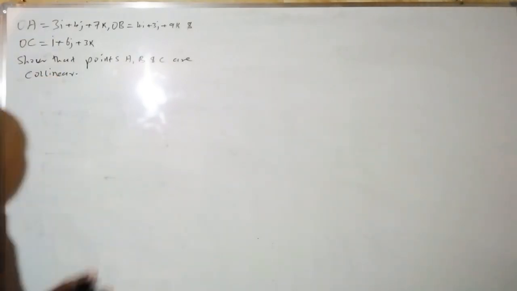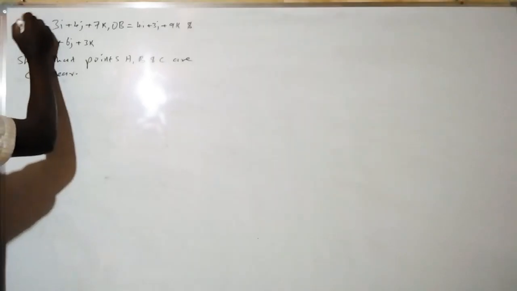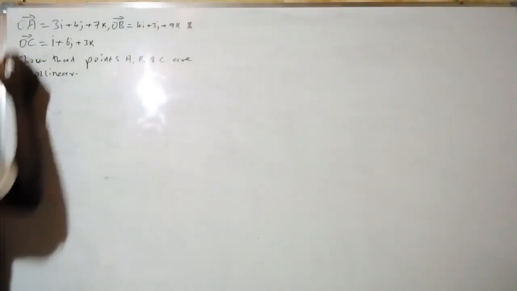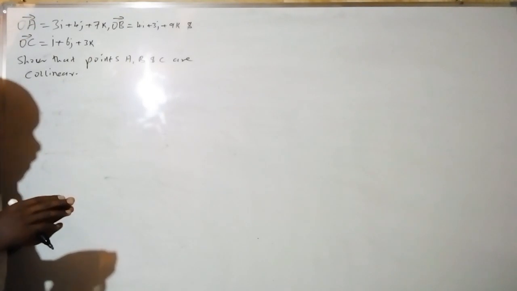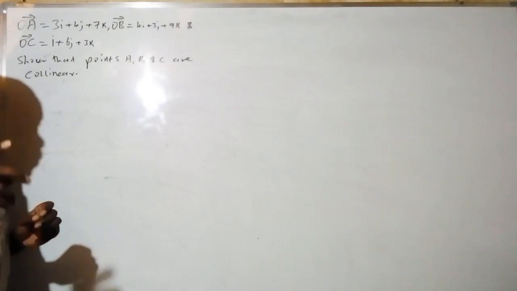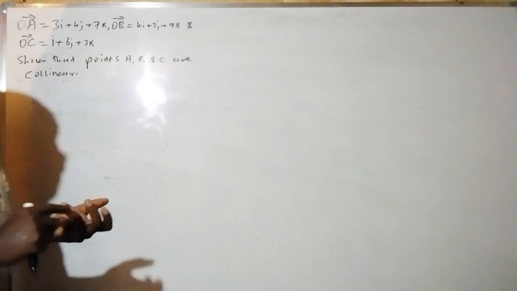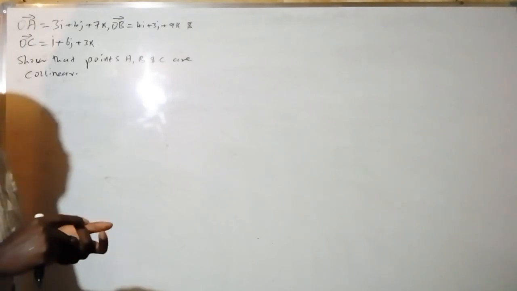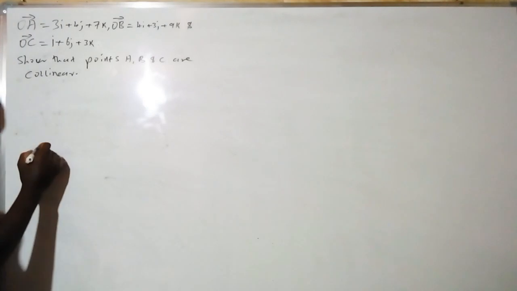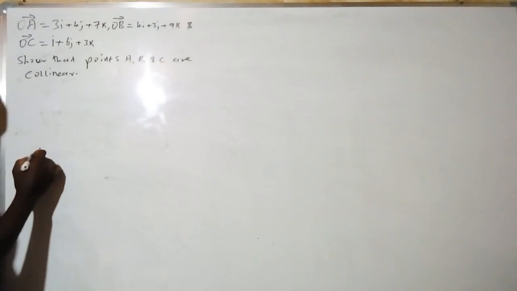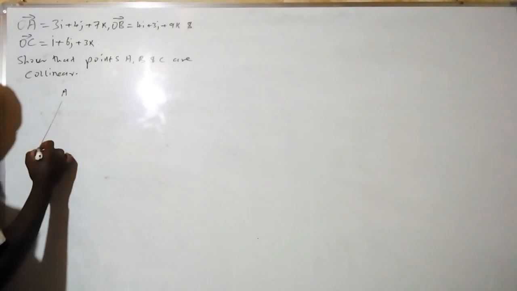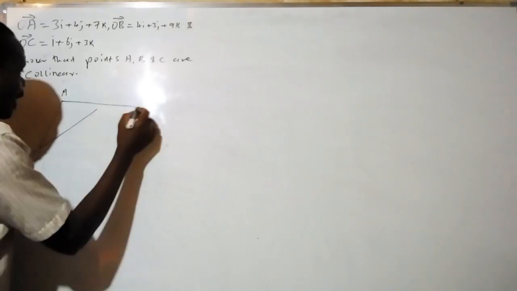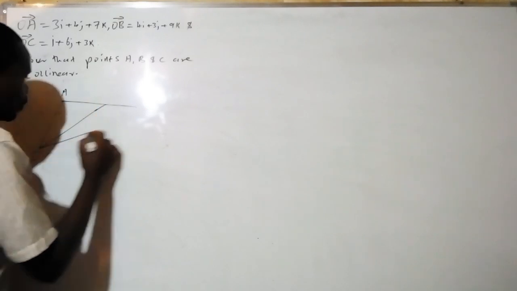This vector, you are supposed to know that a vector has an origin, and we use O to denote the origin. Then it has a direction, and also a magnitude. We can say the origin of that vector is this point, we call this point O. From O to A, O to B, and O to C.